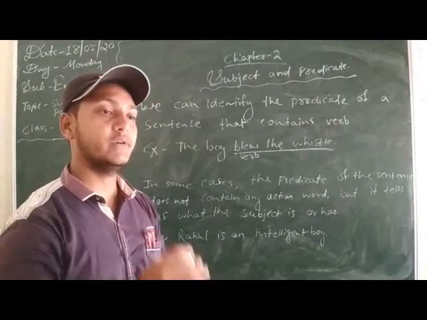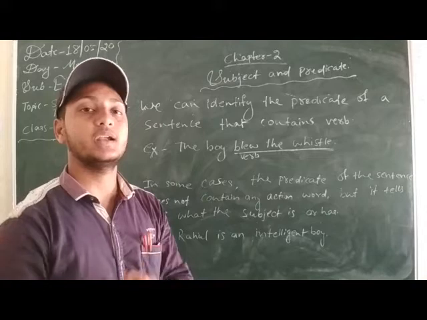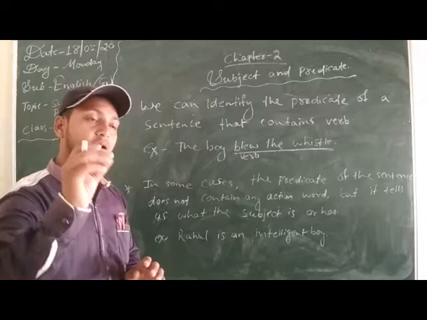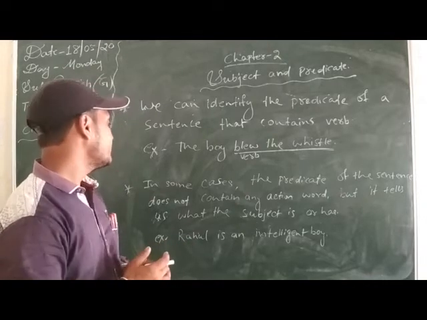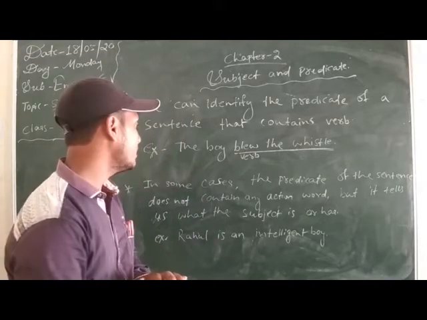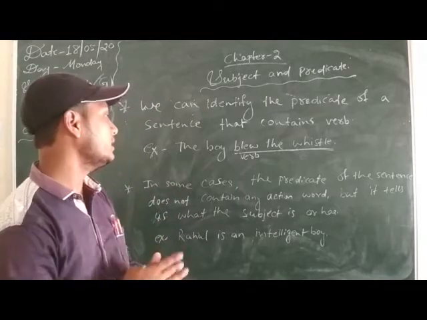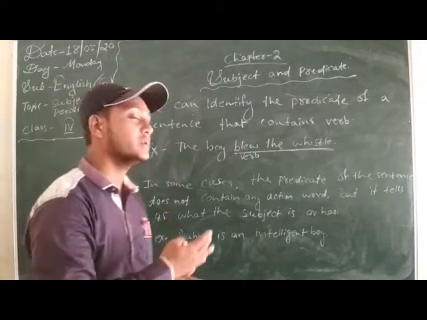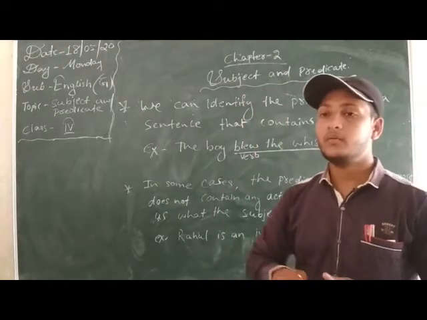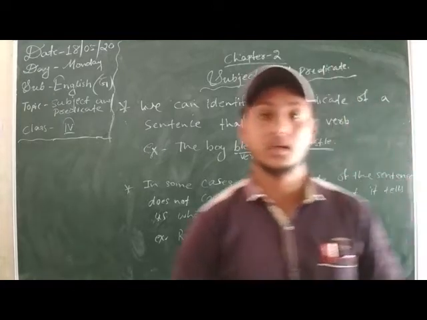So how can we identify whether that sentence has a predicate or not? Okay. So in that case, what happens? That sentence tells us what the subject is or has. So in some cases the predicate of the sentence does not contain any action words, but it tells us what the subject is or has. So there are certain sentences where we can't find any action words, but the sentence tells us what the subject is or has.